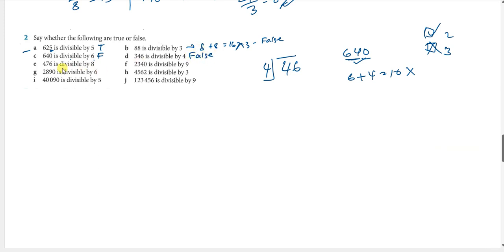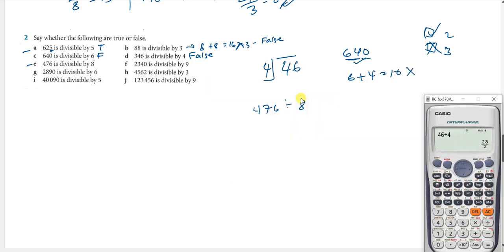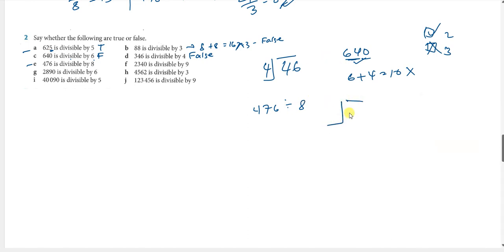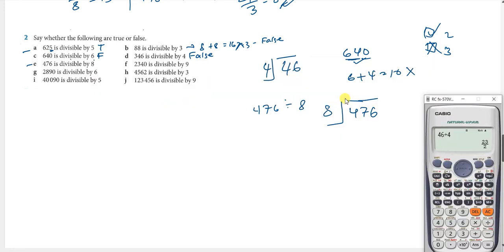E, 476. Is 476 divisible by 8 or not? Okay, for 8 we have to see if the last three digits are divisible by 8 or not. So it's 476. You can do division. 476 divided by 8. To save time, I'm just using the calculator. 476 divided by 8. So this is also false.